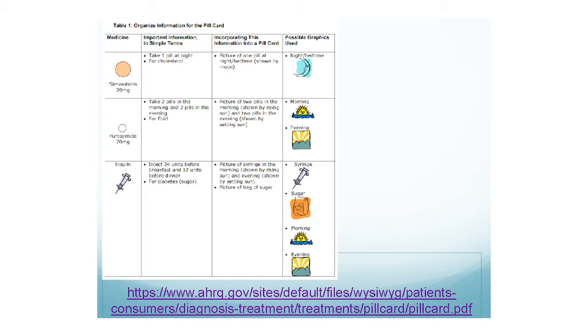Next to that is important information in really simple terms. So take 1 pill at night. It's for cholesterol. So again, this is in their words, not yours. So even though most people cringe when people say, I have sugar, instead of saying you have diabetes, if that's what they take the medicine for, is for their sugar, then you write for sugar, because that's what they're going to remember.